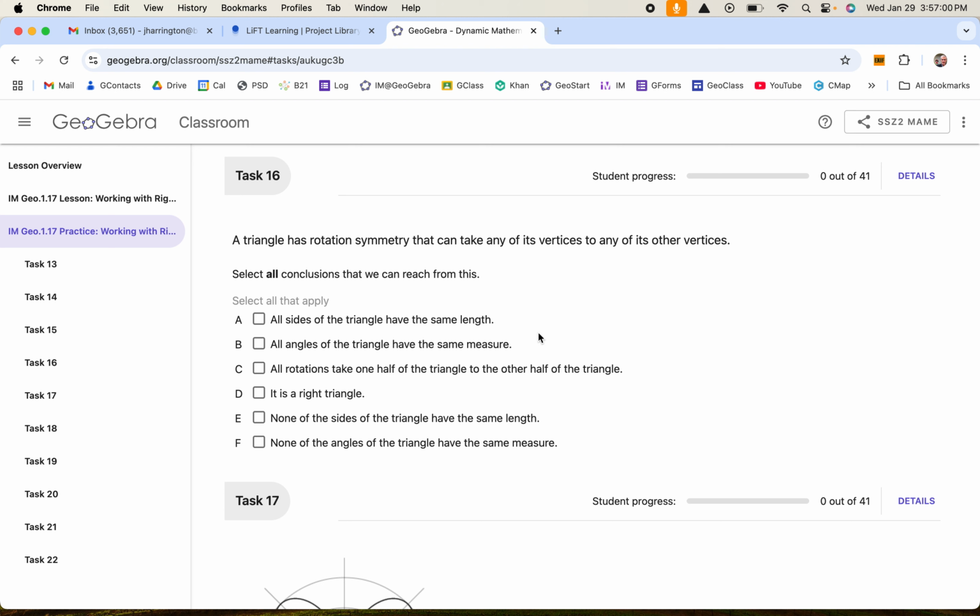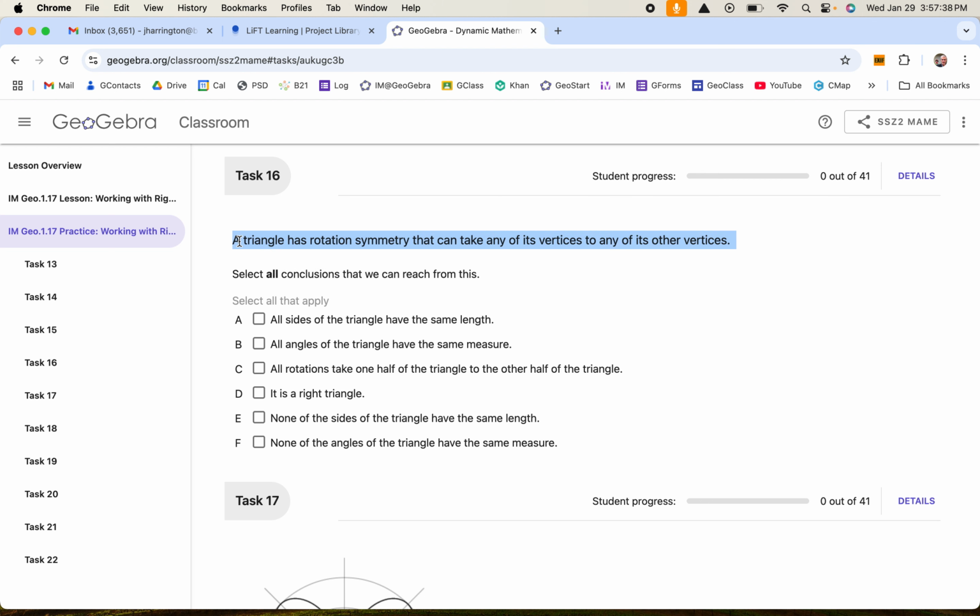Task 16. A triangle has rotation symmetry that can take any of its vertices to any of its other vertices. Now, vertices is the plural of vertex and is another word for corner. So a triangle has rotation symmetry, meaning you can start to spin it and you don't have to go 360 degrees all the way around before it looks exactly the same as it did when it started. Select all conclusions that we can reach from this given information.